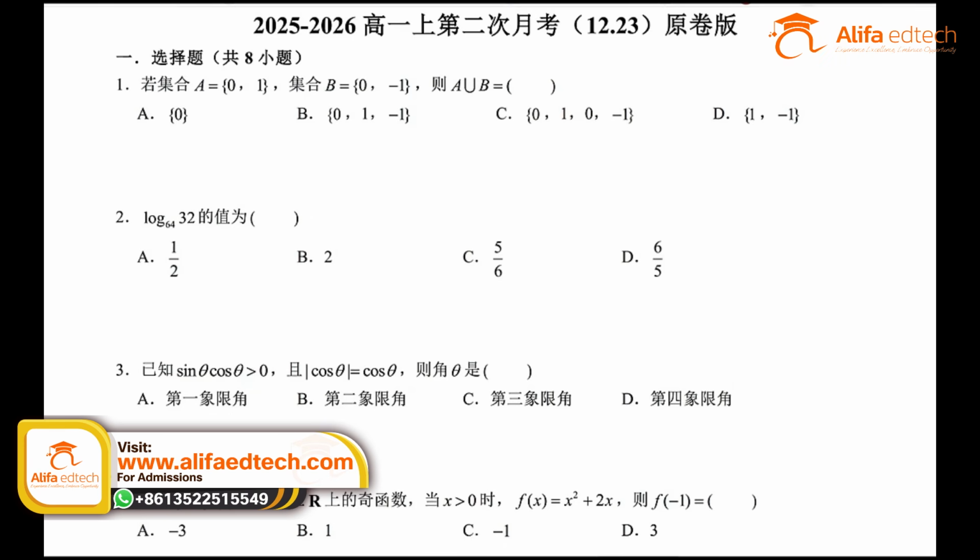It says, set A is 0 and 1, and set B is 0 and -1. Now we need to find the union of set A and set B. That means we just list all the elements to form a new set. That's all. Intersection is for the overlapping elements. So in this case, we have 0, 1, and -1. This means we should choose option B. Okay, let's move on to the next one.